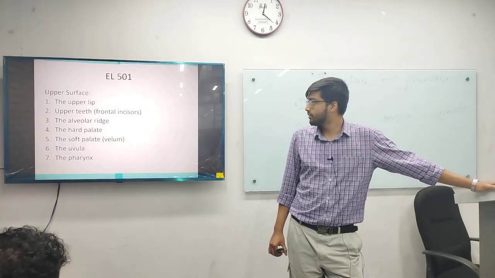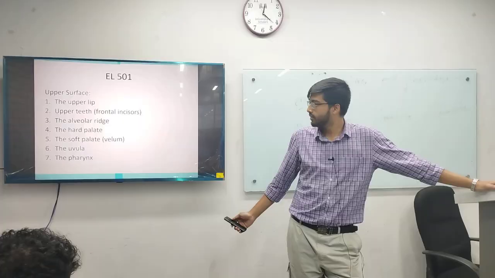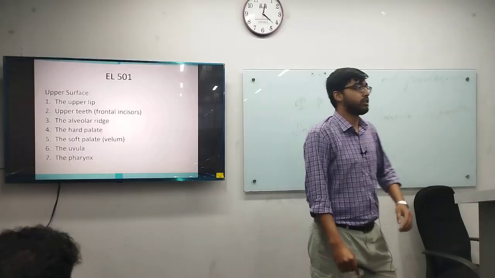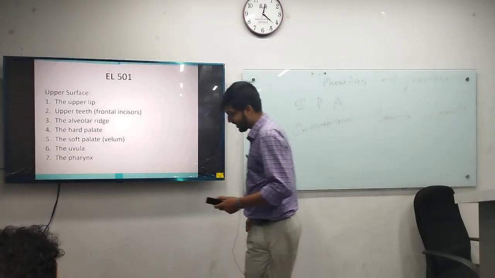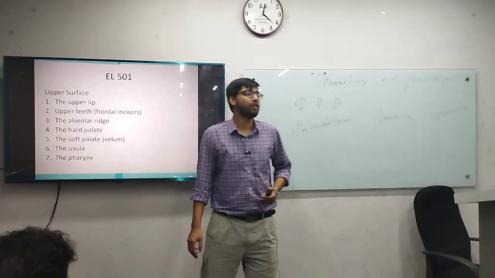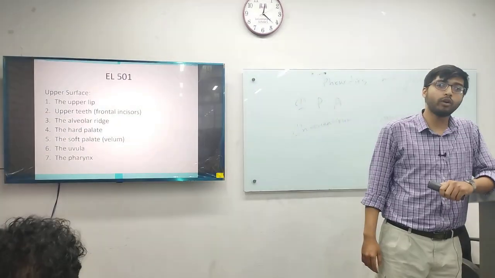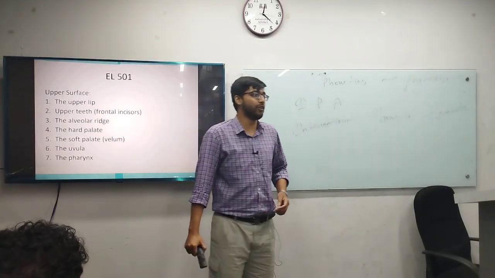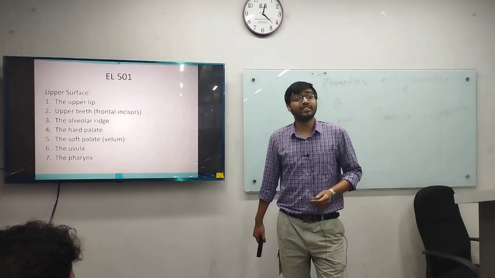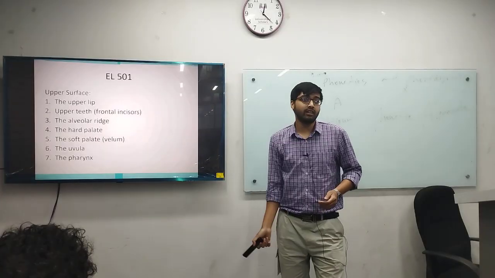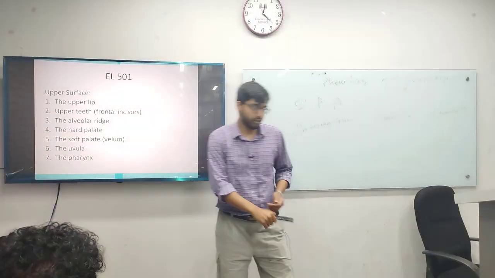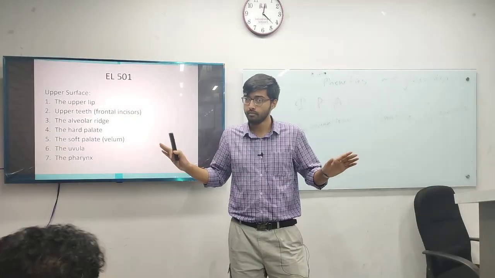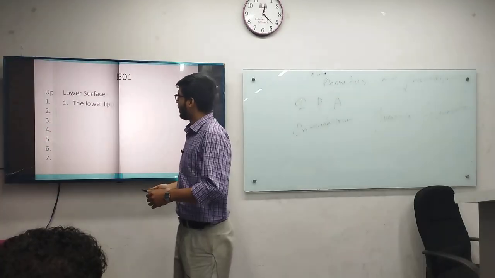Okay. The uvula and the pharynx. Okay, done. So these are the names you have to write in your midterm scripts. And most importantly, the serial number should be maintained properly. This is not something like number 1 alveolar ridge, number 2 upper lip, number 3 soft palate. No. This is not going to be happening. You have to maintain the consequential order. Number 1 at number 1, number 2 at number 2. Is that clear? Yes. Great. Okay, the lower surface.